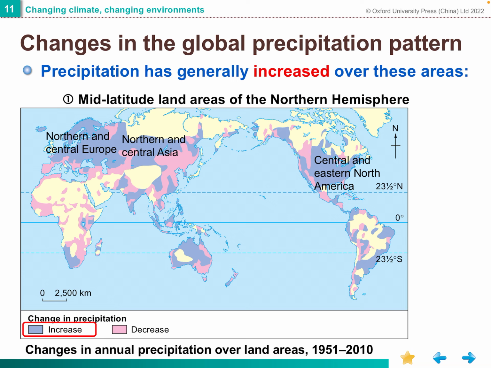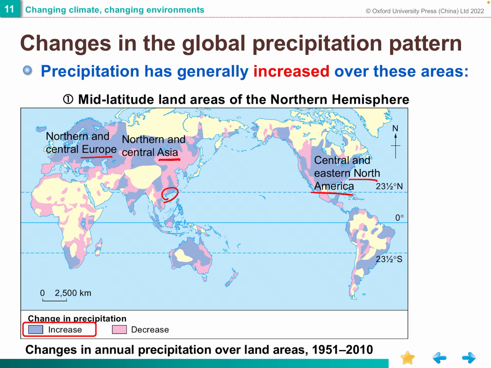So the first one, they are the countries in the mid-latitude land regions. Look at the name, the country name or the region name, the continent. Somewhere in Europe, somewhere in Asia, someplace in North America, they have more rainfall than before. If you know that this is Hong Kong, yes, Hong Kong will have more rainfall in recent times. Some countries, some regions, some continents have more rainfall than before.